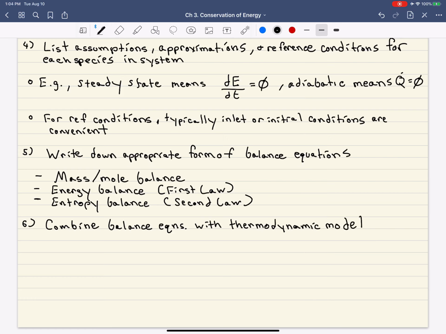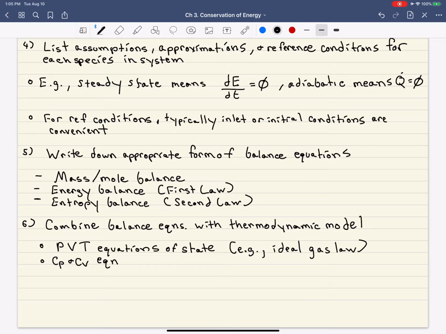What I mean by that is there are many examples of thermodynamic models. Some examples include your pressure, volume, temperature equations of state, so equations that relate those three properties together. The one you're most familiar with is the ideal gas law. Other things include heat capacities or heat capacity equations.